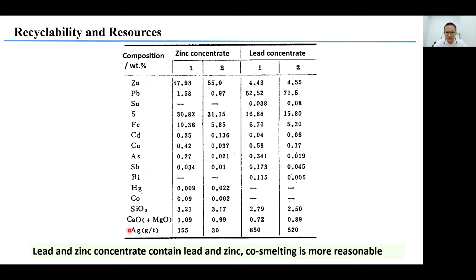So besides the copper and silver, I have already mentioned that germanium, gallium, indium, those scattered elements are also available in this zinc concentrate. And the production of those scattered elements is mainly from the co-products or the byproducts of zinc processing.